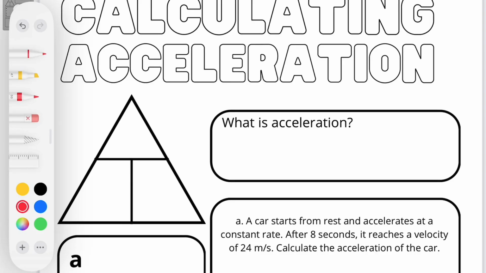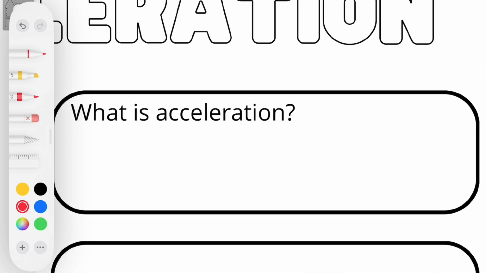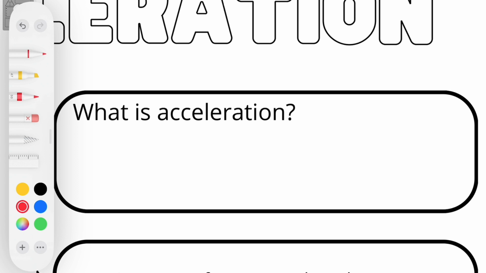Hello and welcome back to our series going through the GCSE Physics spec. The next thing we're going to be looking at is calculating acceleration. For this, we're going to be looking at an equation, and how to apply that equation to questions. Before we start, we need to talk about what is acceleration. So when we use this word, what do we mean?